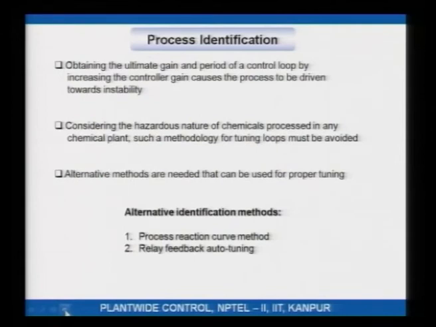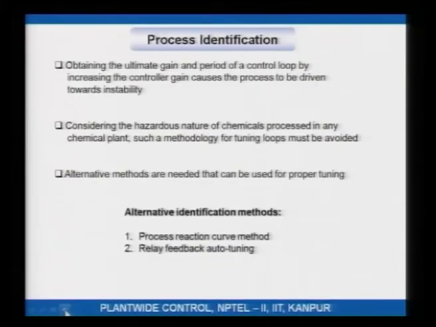If it is an electrical system, you have got an oscilloscope, you keep on cranking up the gain till you get sustained oscillation, you say okay, this is my ultimate gain, back off by half. In a chemical system where you are dealing with hazardous chemicals, you do not have that liberty of driving the process towards instability, because should something go wrong, well, you have got a disaster on your hands. So, because obtaining the ultimate gain and period of a control loop by increasing the control gain causes the process to be driven towards instability, you really do not have the liberty of getting the ultimate gain by the method that I just talked about, cranking up the gain till you get sustained oscillations. That cannot be done in a chemical process.